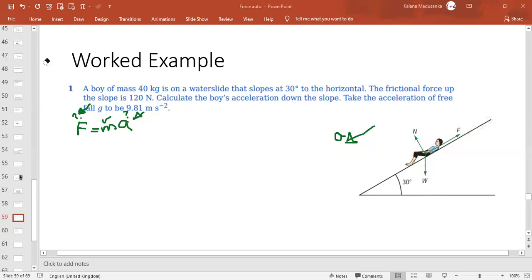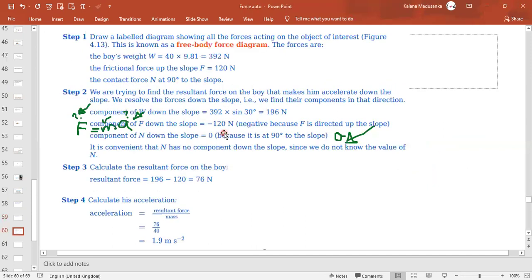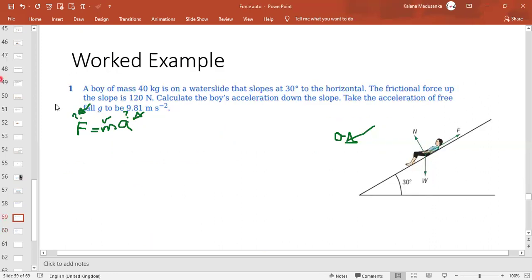Okay. Calculate the work. Take the acceleration of free fall g to be 9.81. Now, this is for the university calculations, where we do consider the gravitational acceleration as 9.81. But in this case, we'll take it as just 10 meters per square second. Okay, so we can draw a free body diagram, right? I need to find out the force now.